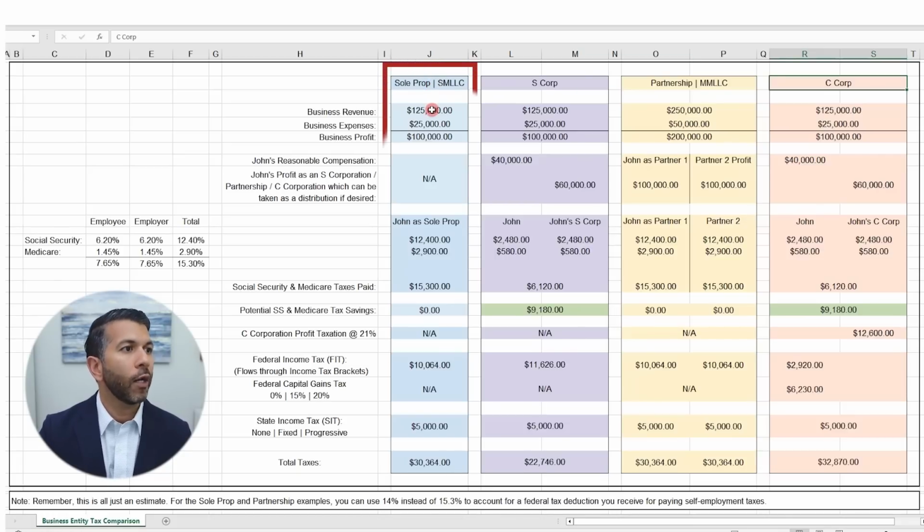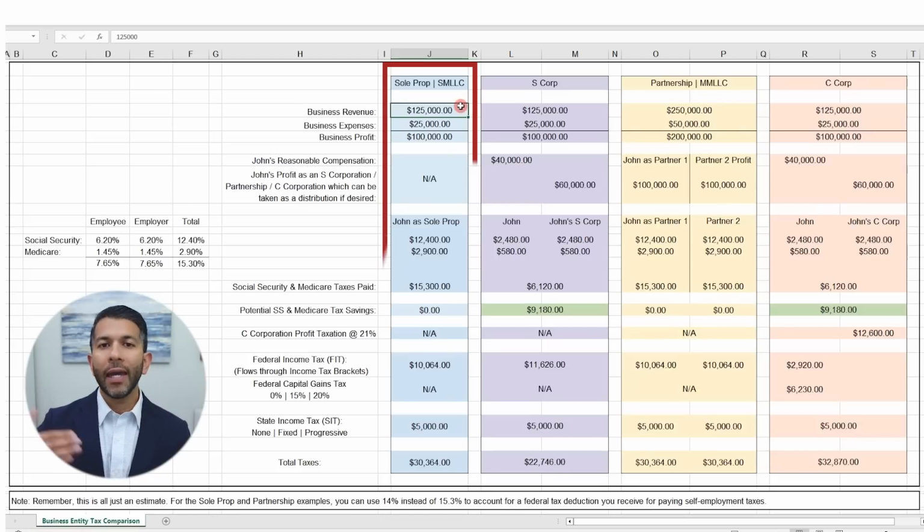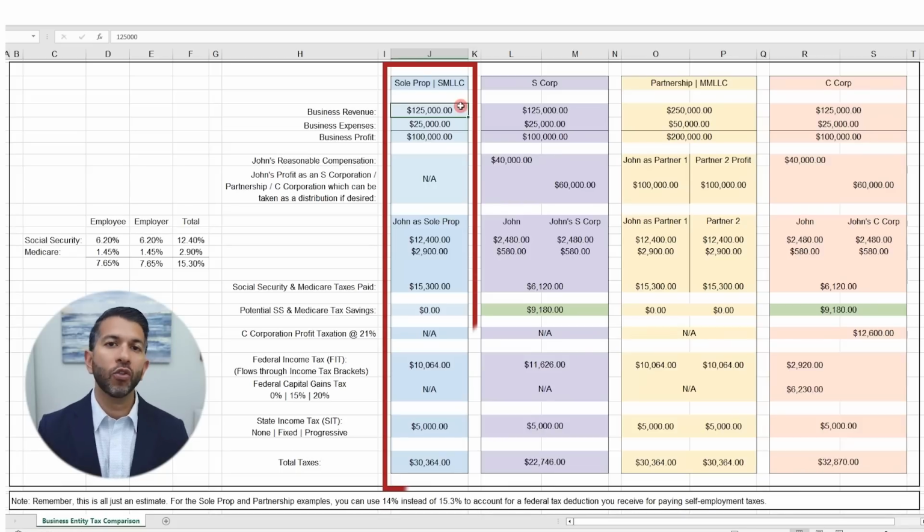Sole proprietorship. What I'm saying here is that your business revenue is $125,000. What that means is, let's say you perform a service or you sell products, all the customers for the entire year, they paid you $125,000. So your business sales was $125,000. Then you had $25,000 in business expenses. This could be advertising and marketing. This could be legal fees. This could be social media ads, okay? Your business expenses were $25,000. So you have a business profit of $100,000, okay?